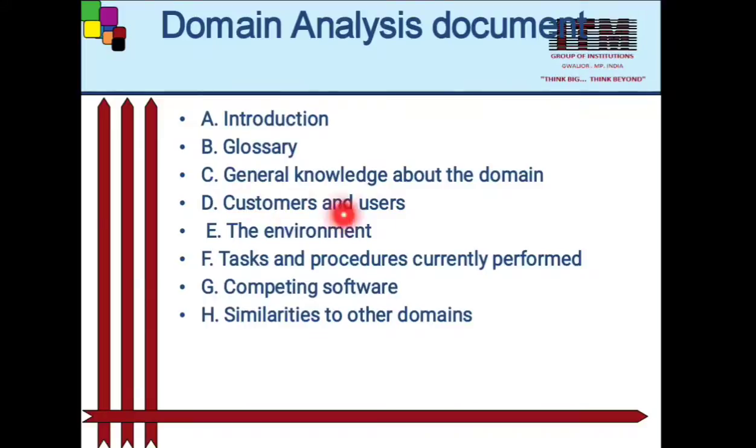Next one is customers and users. Basically this describes who will or might buy the software and in what industrial sector they operate, and it also describes the other people who work in the domain, even peripherally. It mentions their background and attitude, how they fit into the organization chart and relate to each other. So these types of people may become users.